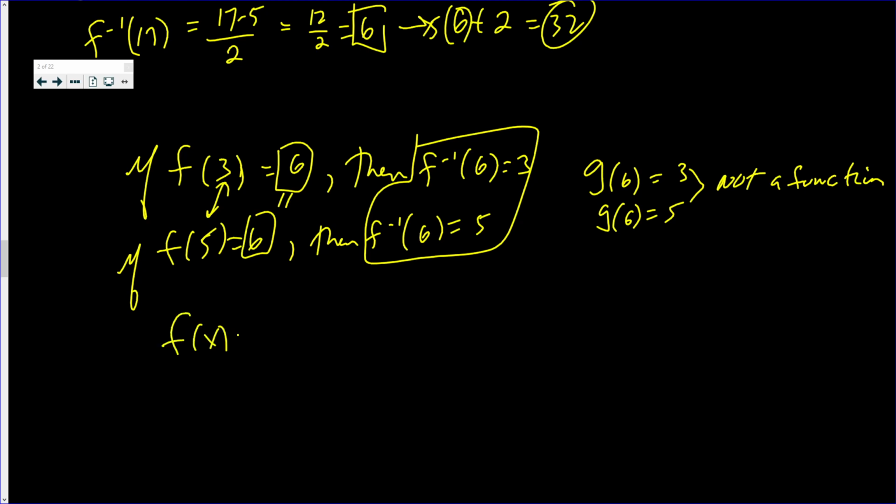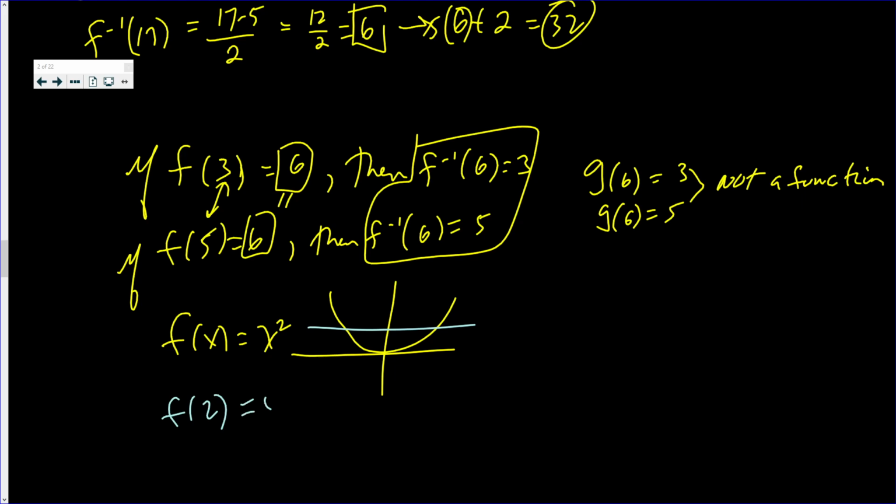For example, if f of x is x squared, this is not 1 to 1 because it fails the horizontal line test. We know that f of 2 is 4. Well, if there was an inverse, that would mean f inverse of 4 is 2. But wait a minute. F of negative 2 is 4. Oh, no problem. That would mean f inverse of 4 is negative 2.